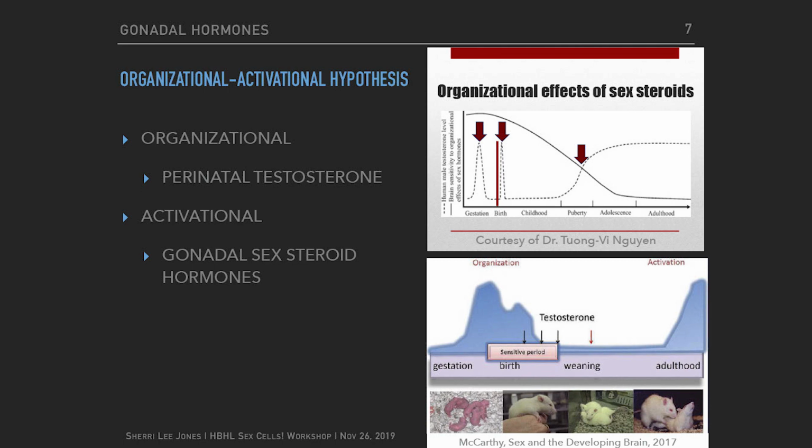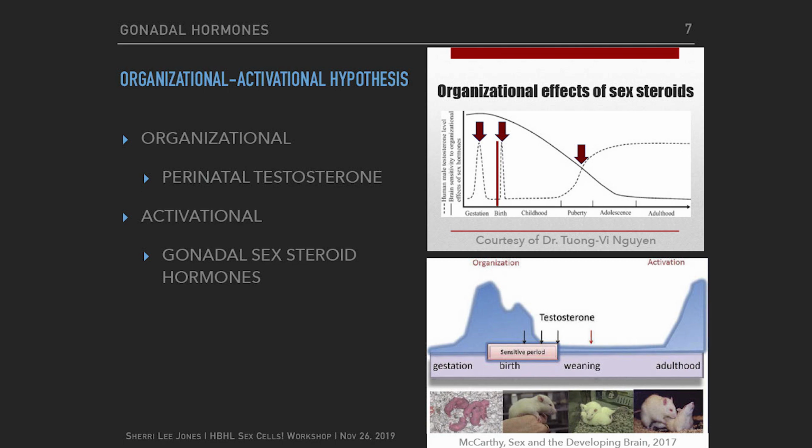So basically what that means, up here I'm showing you a slide of the human organizational effects of sex steroid hormones. On the y-axis, the dotted line is testosterone levels, and the solid line is the brain sensitivity to the organizational effects of the steroid hormones. So the brain is very sensitive to the organizational effects of testosterone early in life, and then that tapers off into adulthood. So this is basically the critical period is what I'm trying to say.